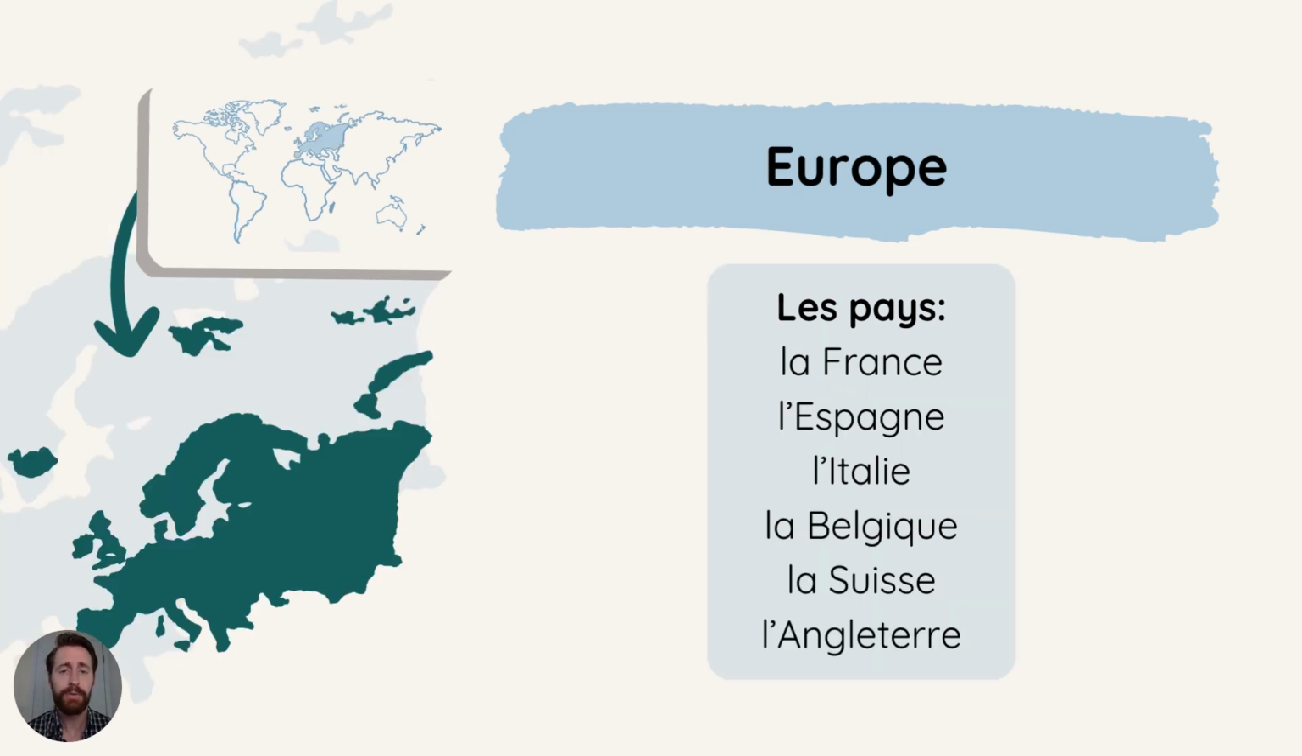Ensuite, en Europe, on a la France, l'Espagne, l'Italie, la Belgique, la Suisse et l'Angleterre. Et tous ces pays sont en Europe de l'Ouest. So here we've already learned Nord and Sud. Now we have l'Ouest. This means west. So these are all countries that are in Western Europe.